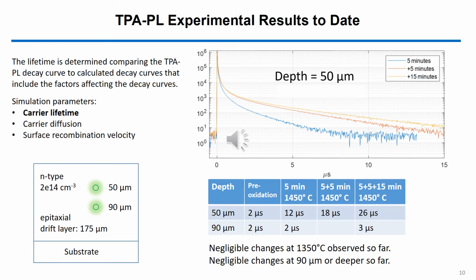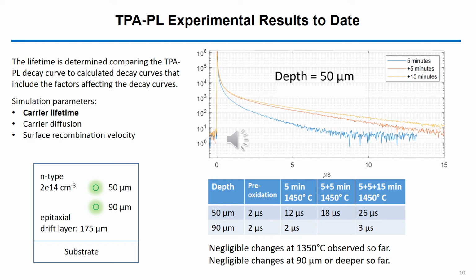Here are the results so far. We've done 3 cycles of oxidation followed by a lifetime measurement. The 3 times were 5 seconds, another 5 seconds, followed by 15 seconds. By comparing the experimental data, which you can see in the upper right, to the calculated curves, we can determine the lifetime at each of the time intervals. Those calculations account for both carrier diffusion and the surface recombination velocity.